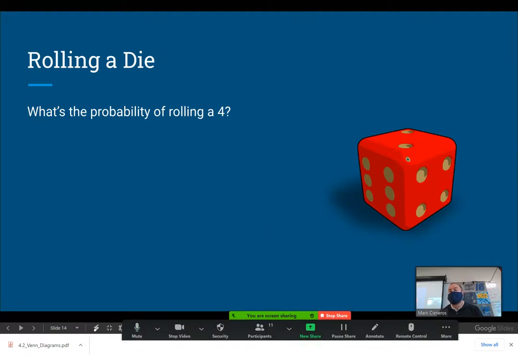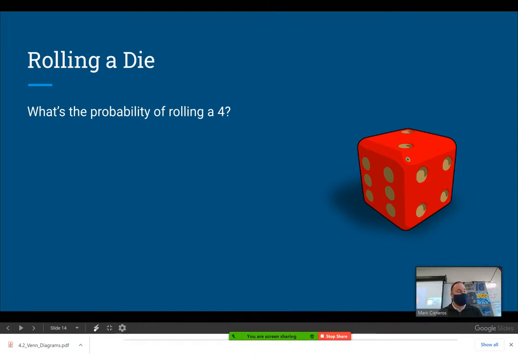Different problem. We already know this answer. What's this answer? Probability of rolling a 4. Still 1 out of 6. There's only 1 4 on the die. Now, what's the probability of rolling an even number?